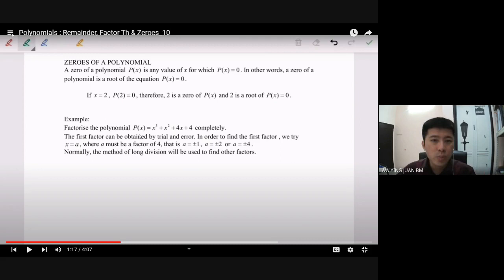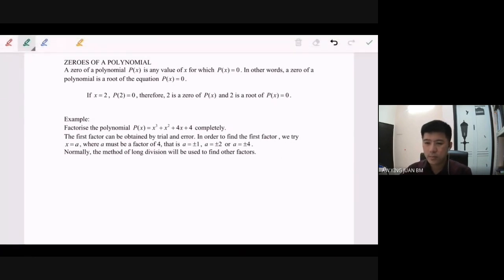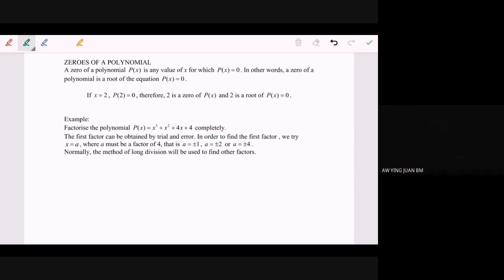Okay, so di sini kita ada x to the power of 3 kan. So mula-mula nak cuba. Tengok sini saya ada mention x, you punya a, plus minus 1, plus minus 2, plus minus 4. Maksudnya nilai-nilai yang you nak testing tu dalam lingkungan sini saja. So teruskan. X is equal to a, where a must be a factor of 4. That is, a could be negative 1 or positive 1, a could be positive 2 or negative 2, or we can say a could be positive 4 or negative 4. Normally, the method of long division will be used to find the other factors.